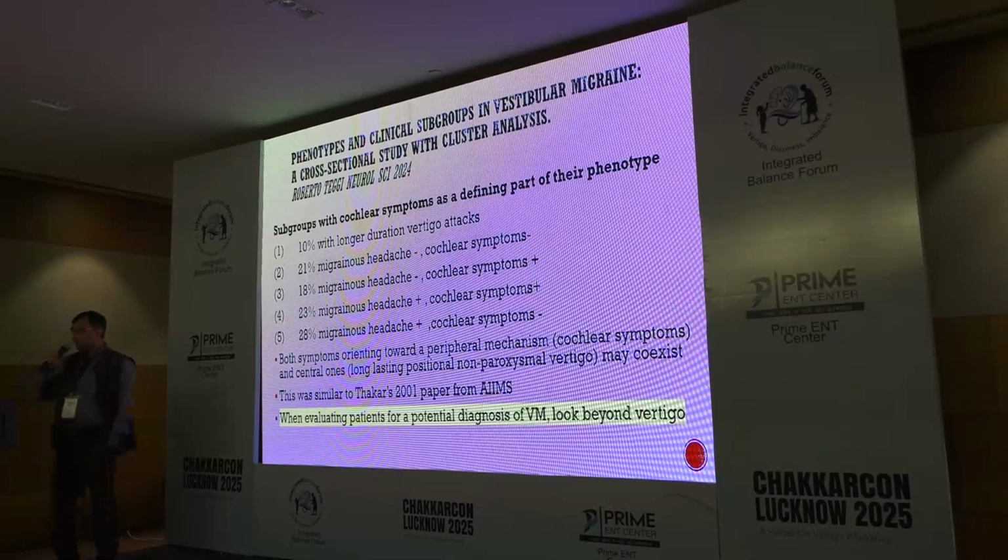In 2024, cluster analysis revealed cochlear symptoms to be a defining part of the phenotype. If you look here, you will see that both symptoms orienting towards the peripheral mechanism, that is the cochlear symptoms, and a central one, that is long-lasting positional non-transient vertigo, may coexist. This paper came out in 2024. To be noted here is that this is similar to Alak Thakkar's paper in 2001 in AIMS, which also said the same thing. So when evaluating patients for a potential diagnosis of vestibular migraine, you must look beyond the vertigo.